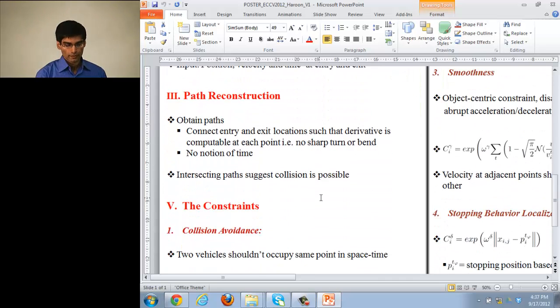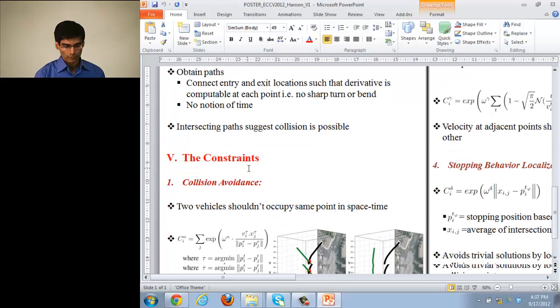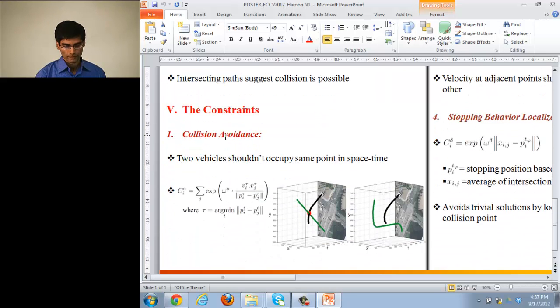Okay. So the first thing we do is we reconstruct the paths by connecting the entry and exit locations such that there are no sharp turns or bends. And this is only spatial, it doesn't contain any notion of time. So first we introduce 4 constraints. The first one is collision avoidance, which says that 2 vehicles shouldn't occupy the same point in space-time. So in this figure on the left, there are 2 vehicles, green and black, and they occupy the same point, and the collision point is shown with the red sphere.